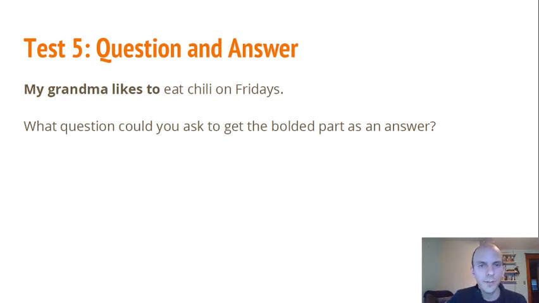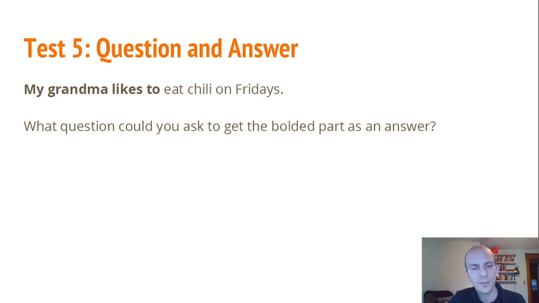Let's do another one. Let's do another question and answer. This is a fun game. This is one of my favorite tests. Coordination one sucks. This one's great. Here's our sentence. My grandma likes to eat chili on Fridays, and the segment we want to test for is my grandma likes to. Is there a question we can ask now to get the bolded part, my grandma likes to, as an answer? Take a second and think about this. Is there some question we can ask?